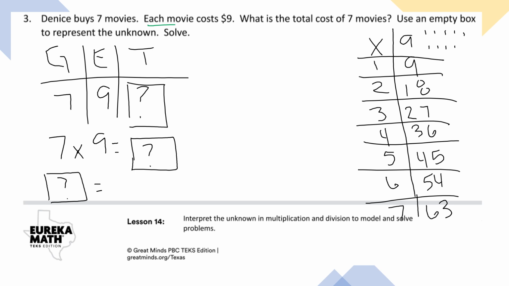So that means 7 times 9 is 63. All right, so our unknown number is 63. And when we write it out, we have our answer. So that means that the total cost of 7 movies is $63.